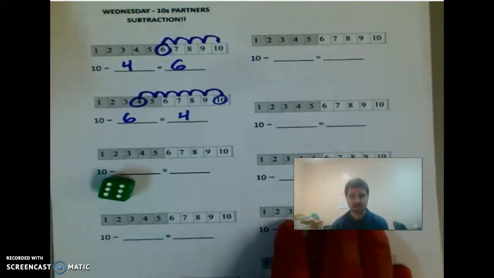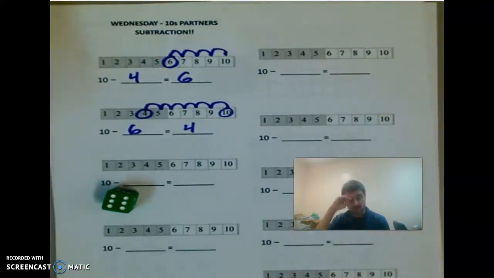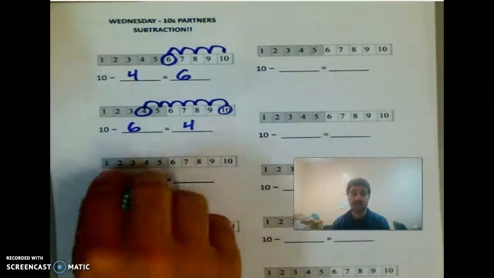So you want to finish this page. You can pause the video and do that now, or you can finish the video and then do it at the end.